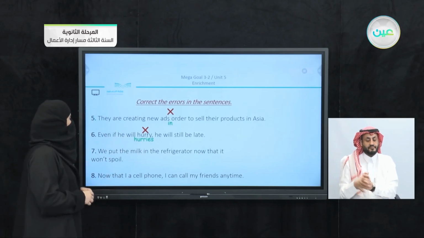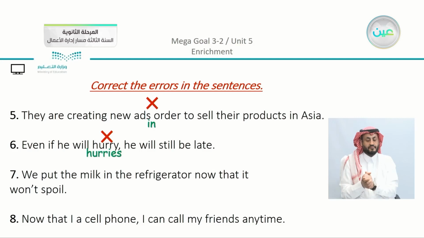Number 7, we put the milk in the refrigerator now that it won't spoil. Is it correct to say it? So we have here, the mistake is going to be here. We say instead, so that it won't spoil.